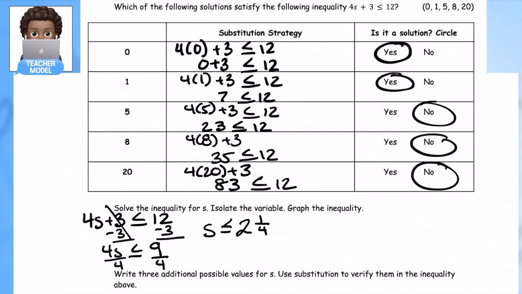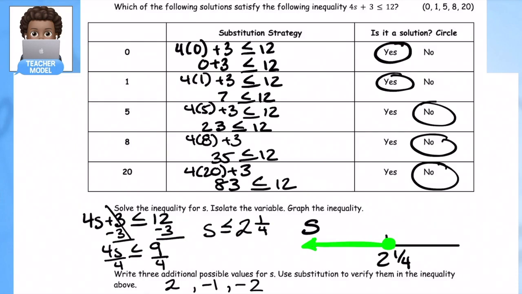So to graph that, I just make a line. Here's 2 and 1/4. I want s to be less than, so it's going to be on the less. And I'm going to fill it in. So it can be equal to 2 1/4 and all the numbers less than that. So those are my solutions. Now, I didn't give myself a lot of room on the bottom, so I'm going to pick 2. Why don't I try some negative numbers? How about -1 and -2? Let's have some fun with this.